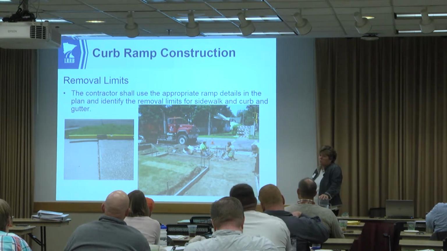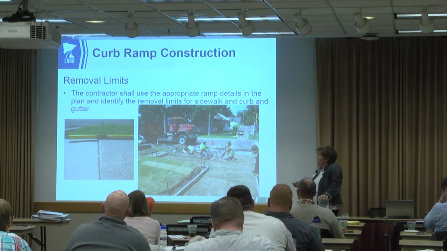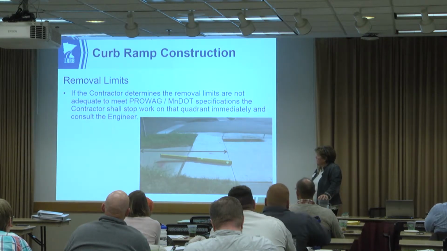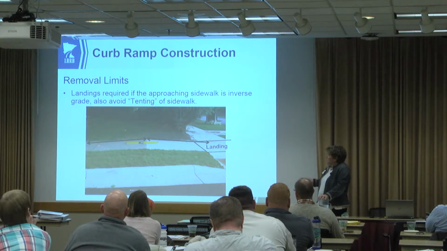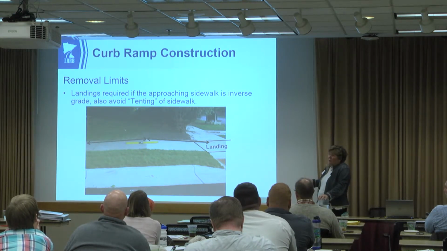This is where you have 2% adverse grade coming in, and then you place a new curb, or I'm sorry, a new sidewalk in the opposite direction. You would want the contractor to pull out that panel and put in a landing. Here's a better slide of what that's showing. Again, landings are required if the approach sidewalk is inverse, also known as tenting. So you might have to remove 1 or even more panels to accommodate that flattening.